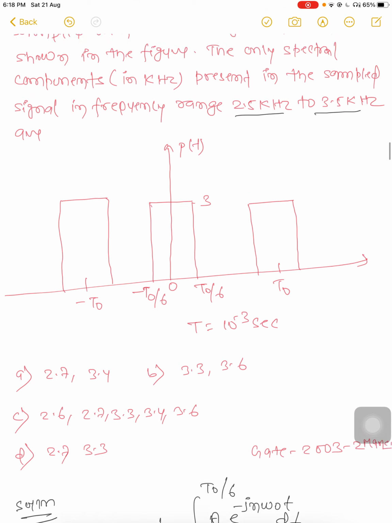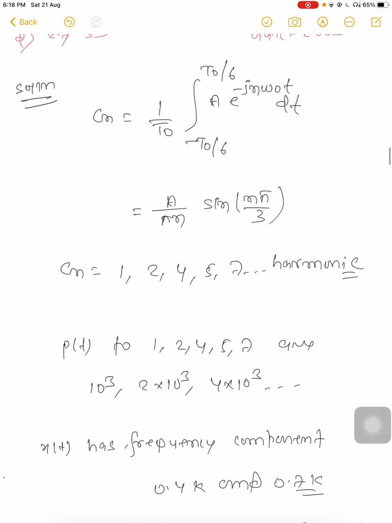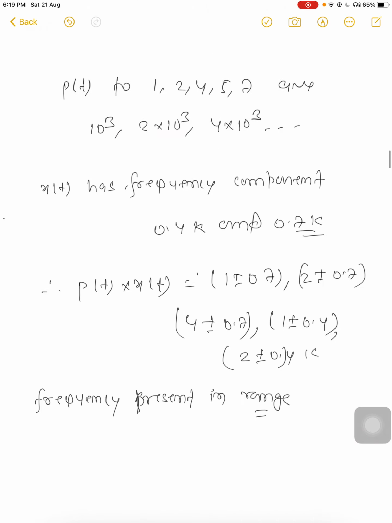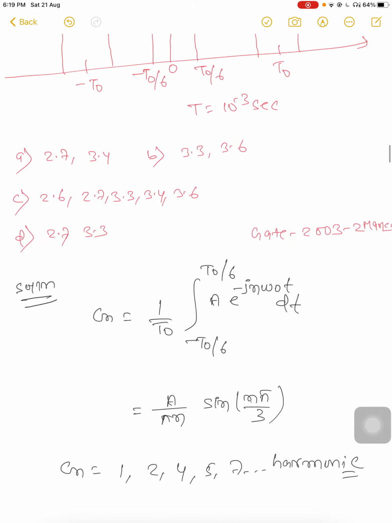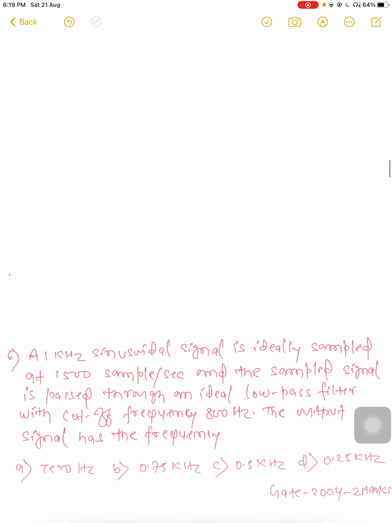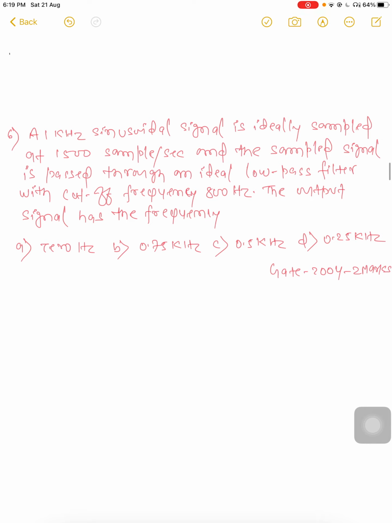We have to find the frequencies present in the range 2.5 kilohertz to 3.5 kilohertz. So the right answer: you will get 2.7 from here, and 3.3 from here, and these two we will get. 2.7 and 3.3, so option A will be the right answer.